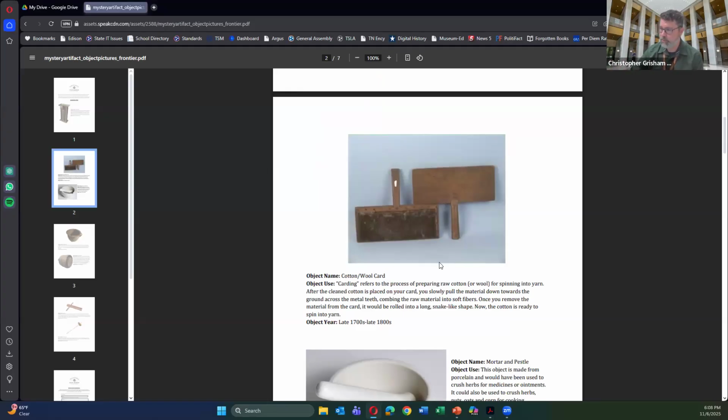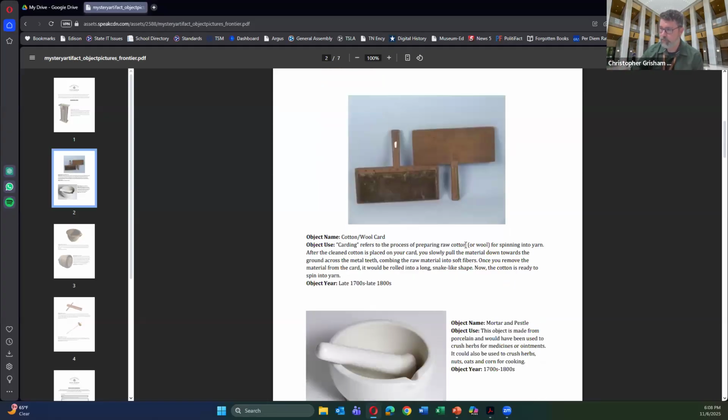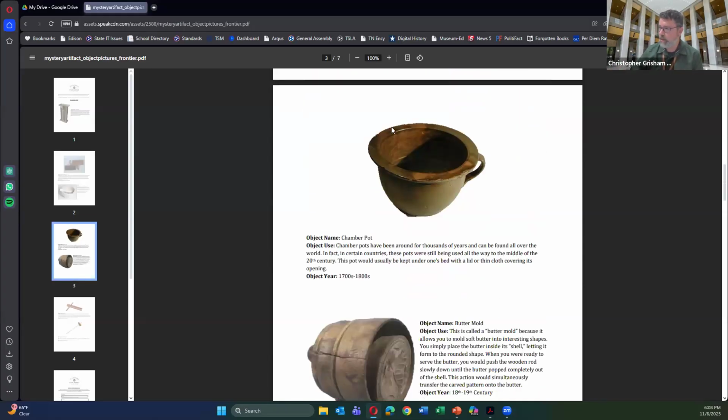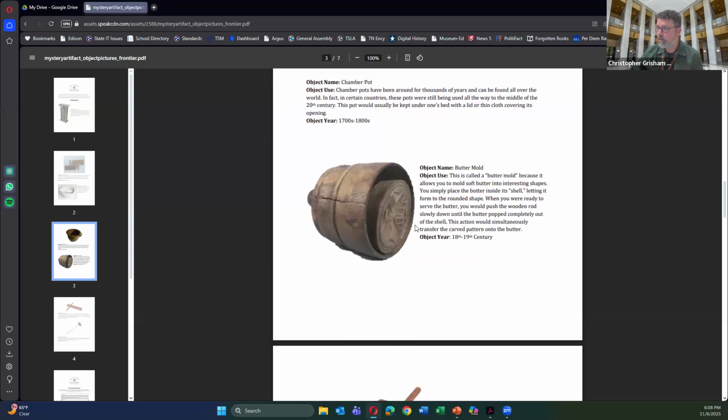Cotton carding would have been a chore done by children for the most part. Everybody would have done it, but kids would have done it pretty well. Mortar and pestle, this is a cooking implement. You had to do the cooking yourself on the frontier. Chamber pot, using it not so much a chore. Generally, kids though would have been the ones that cleaned this. That would have been one of the first things they had to do when they woke up in the morning, to empty out and clean out the chamber pot. You don't want that just staying there all day.